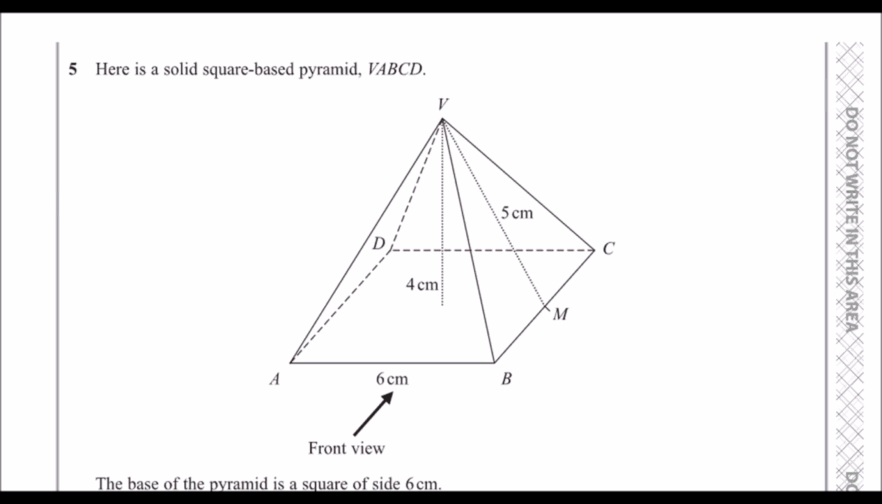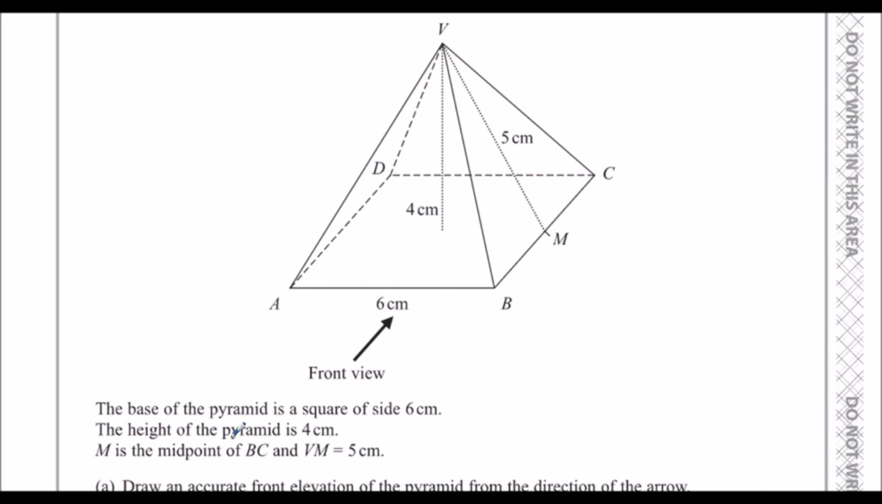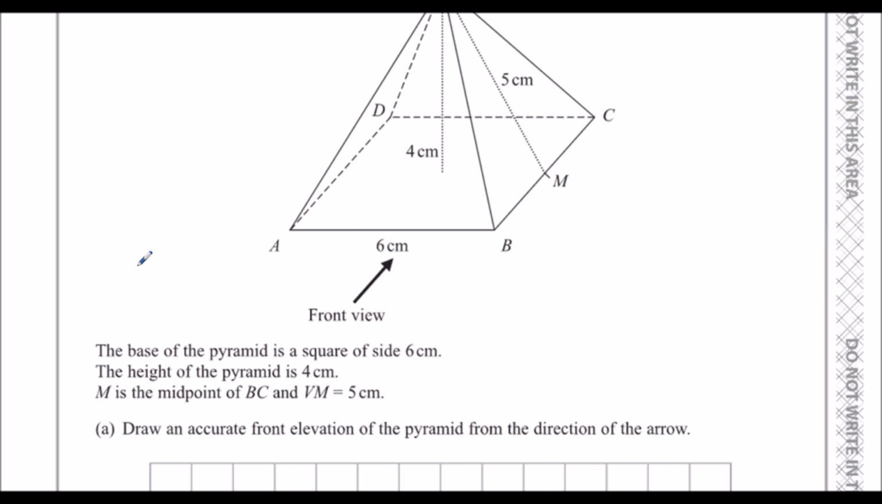Question 5. Here is a solid square-based pyramid VABCD. The base of the pyramid is a square of side 6. The height is 4. And M is the midpoint of BC. And V to M, so the diagonal height, is 5. Draw an accurate front elevation of the pyramid from the direction of the arrow.